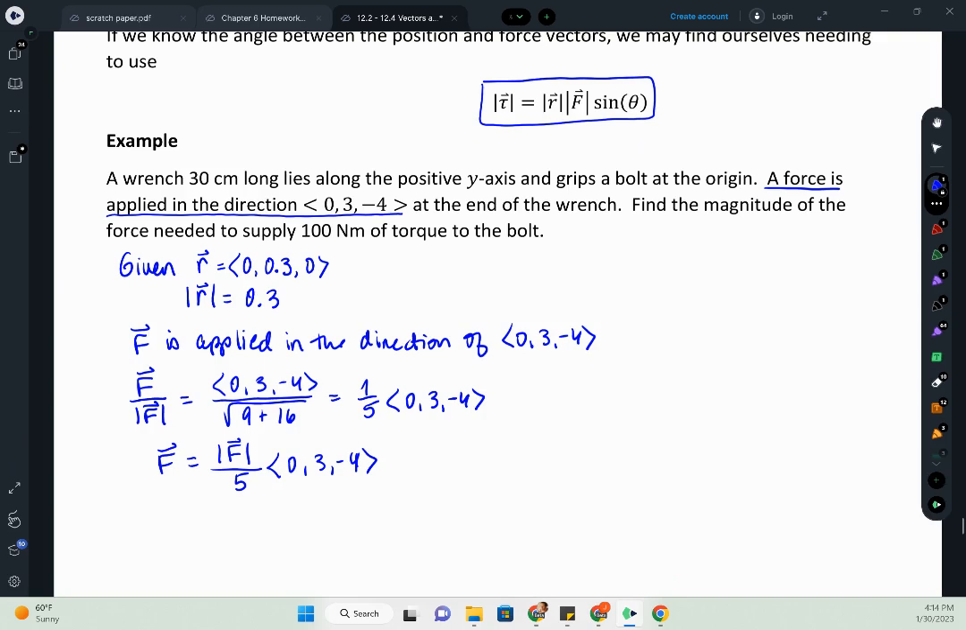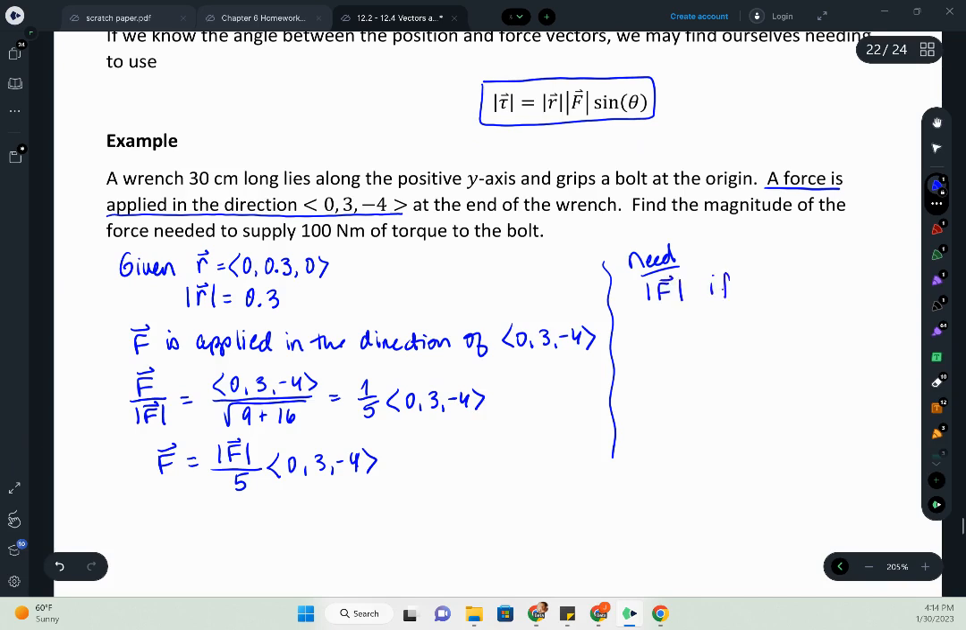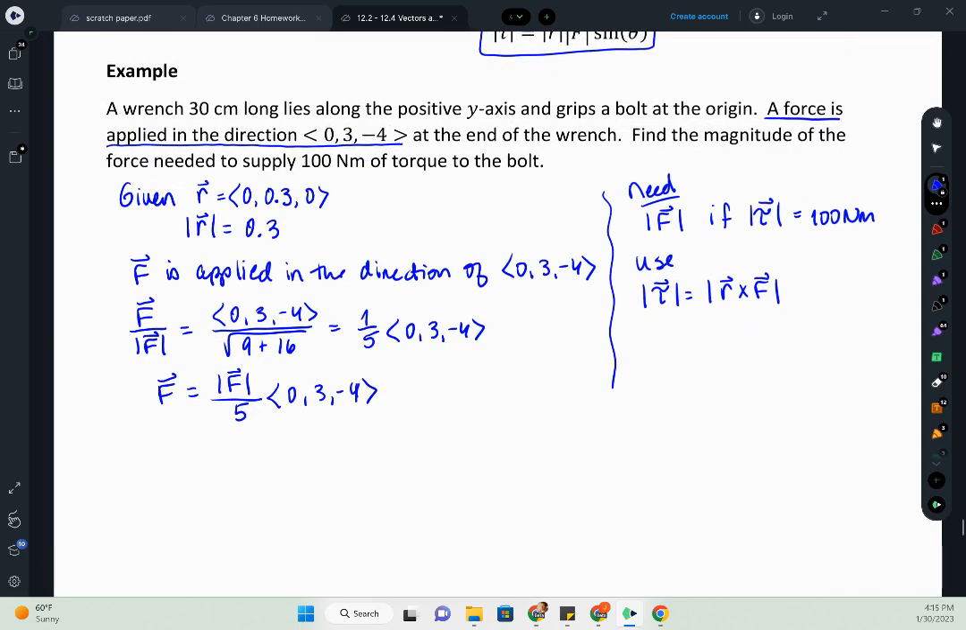Let's see, what can we do? We need the magnitude of F if it's known that the magnitude of the torque, tau, is equal to 100 Newton meters. So we're going to use the fact that the magnitude of torque is equal to the magnitude of the cross product of R and F. So that means we need to calculate a cross product of these two vectors that are here.